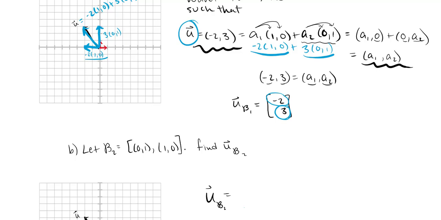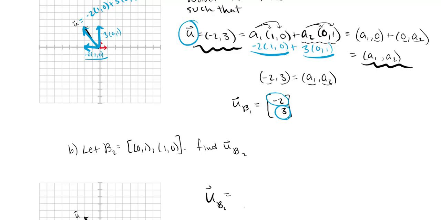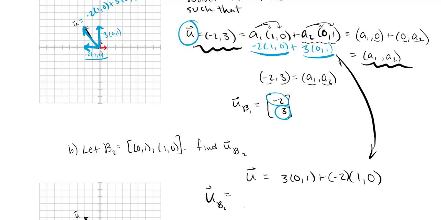We know we're just thinking of things with opposite order. So I can just write this down. This vector u, we know it's 3 times 0, 1 plus negative 2 times 1, 0 from what we previously did, right? Well, that tells us the first vector in our ordered basis is 0, 1. The scalar we need in that linear combination of those two vectors, the scalar attached to 0, 1 is 3. The scalar attached to 1, 0, is the negative 2.